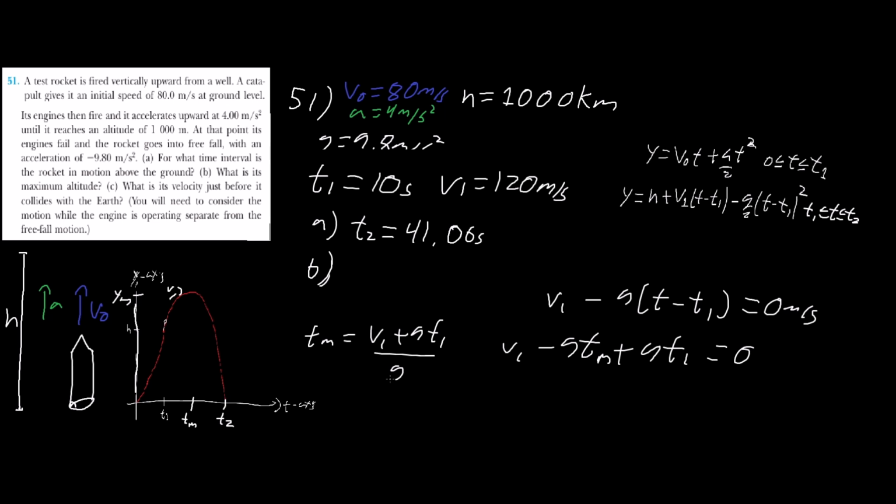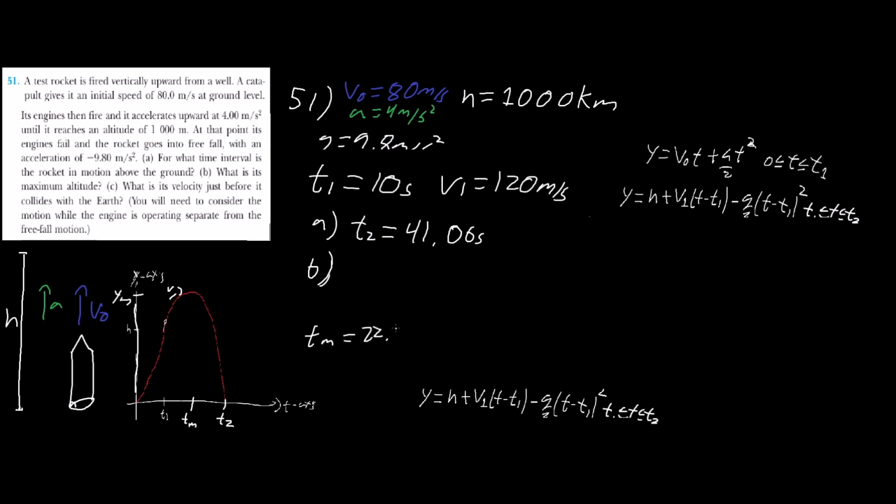So v1 being 120 meters per second, we're just going to plug in g. T1 is 10 seconds, by the way, and that's going to be divided by g. And I think that's exactly what I had. So that's the time it takes for T max. T max here is going to be 22.24 seconds. We're going to take this time and plug it into this original equation for y, to get the final result.